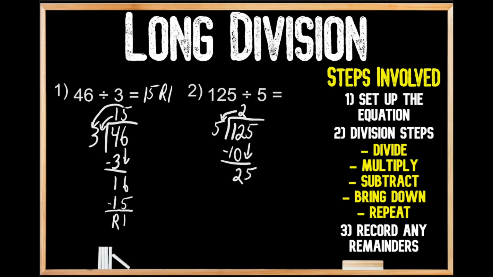And now we're going to repeat this process, remembering that we're not dividing 5 by 5, we're actually dividing 25 by 5. And we know that we can make 5 groups of 5 out of 25, so we're going to put the 5 up above the division bar and move on to step number 2 of our division steps, which is to multiply. We're going to multiply 5 times 5, which gives us 25, and then we're going to move on to our next step, which is to subtract. And when we take away 25 from 25, we get 0, and we can't bring down anything further, so we're done with this problem. And since we don't have any remainders here, we're left with a whole number. So when we divide 125 by 5, we get 25.